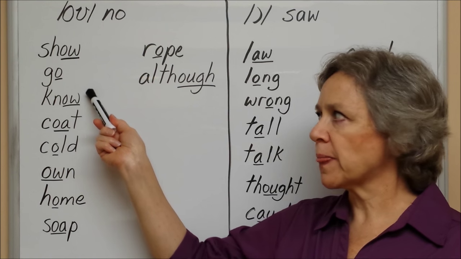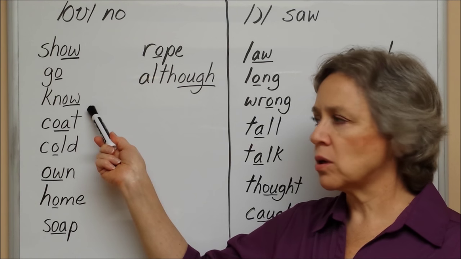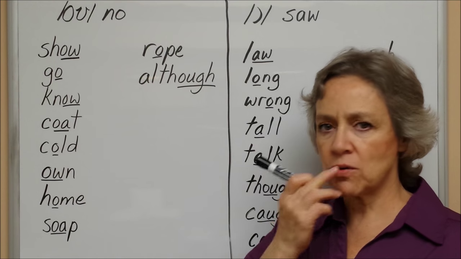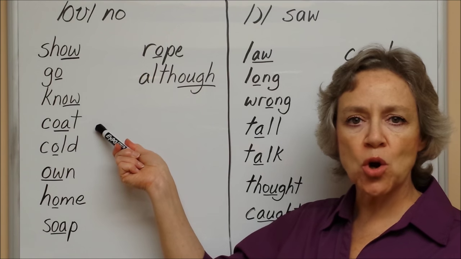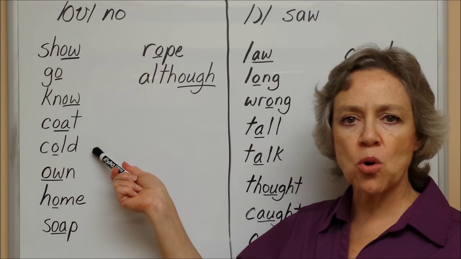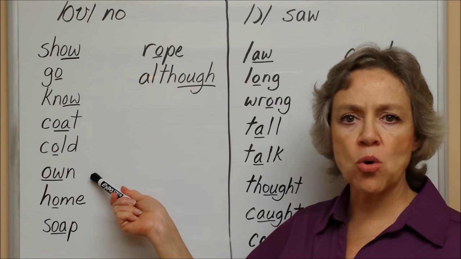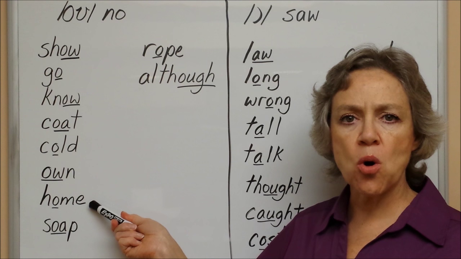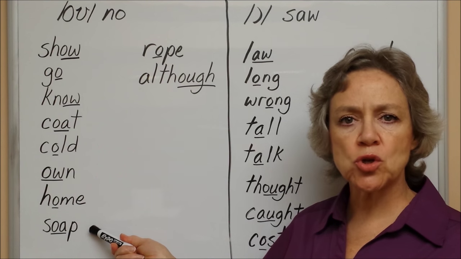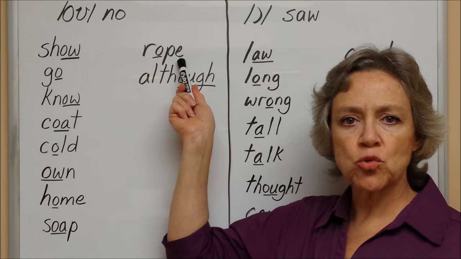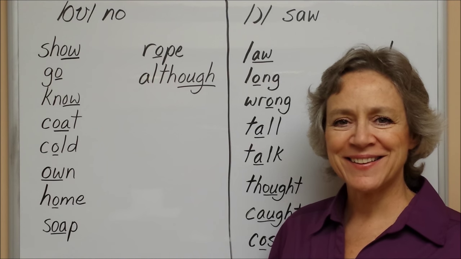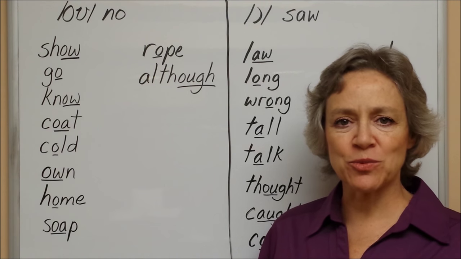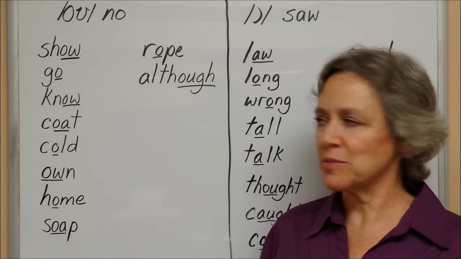Let's do these again. Show. Go. No. Again, notice that my lips are protruding, okay? Coat. Cold. Own. Home. Soap. Rope. Although. Okay? Let's look at some of the different ways we can spell this sound.